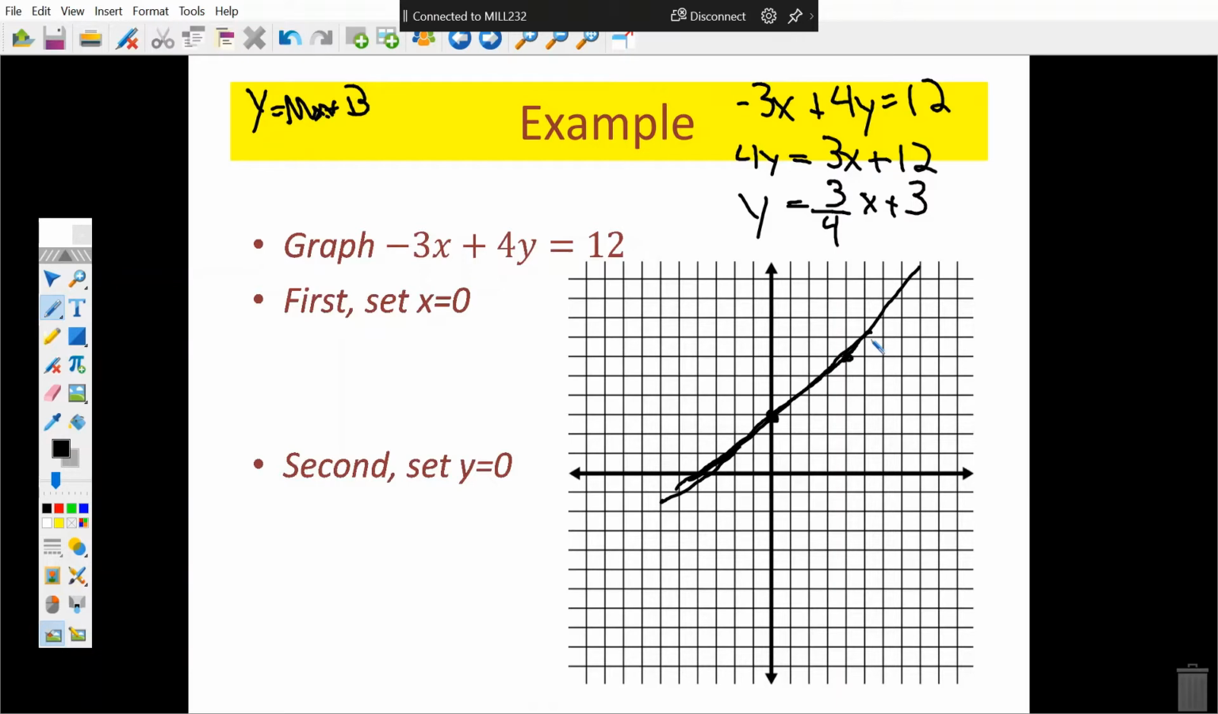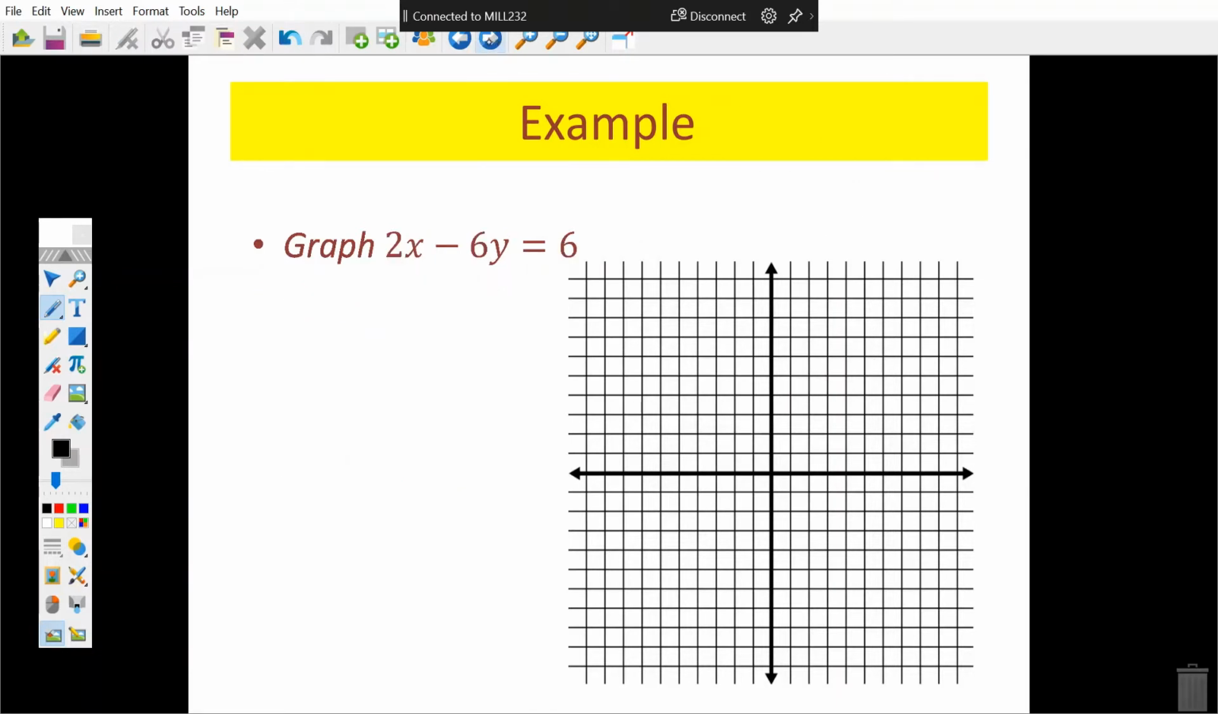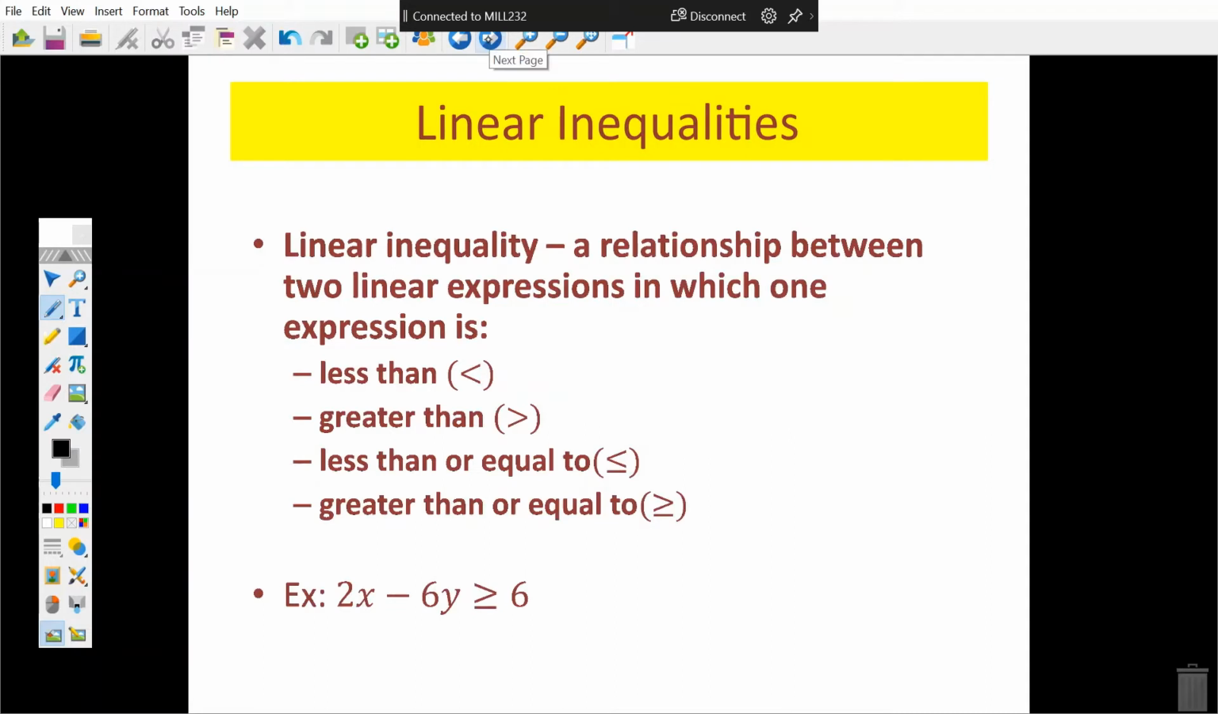We're going to use those skills, but we are going to deal with linear inequalities, okay? So instead of using an equal sign, we are going to have an inequality, which could be less than, greater than, less than or equal to, or greater than or equal to. And we will get into how that affects your graphs here in just one moment, okay?